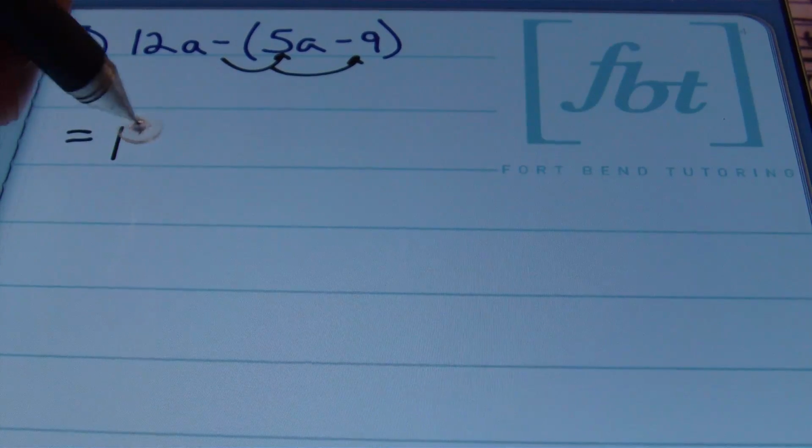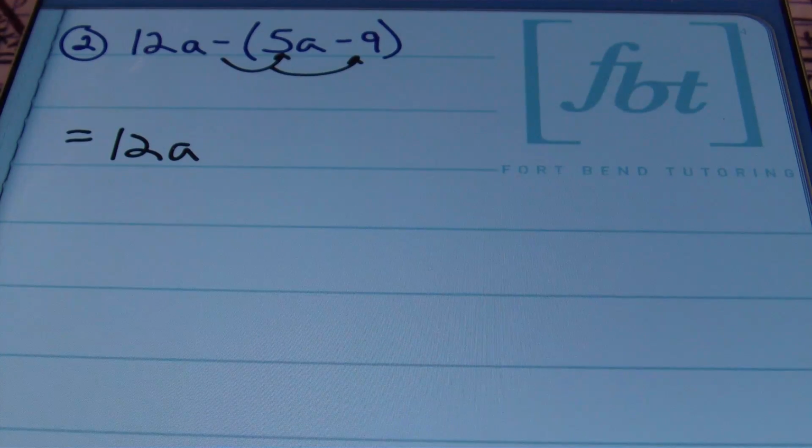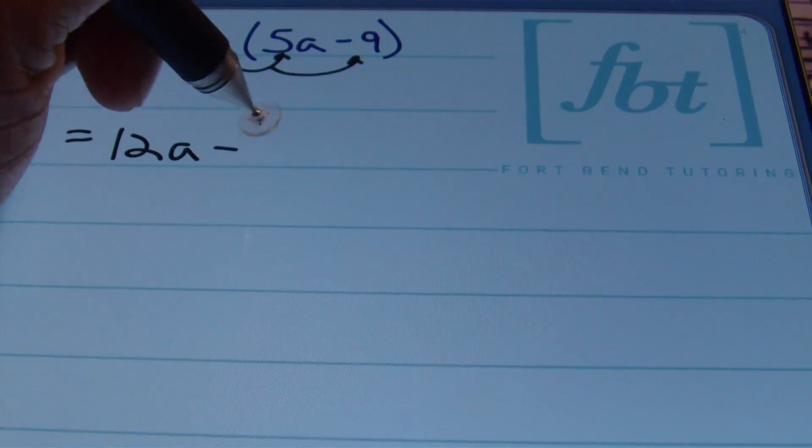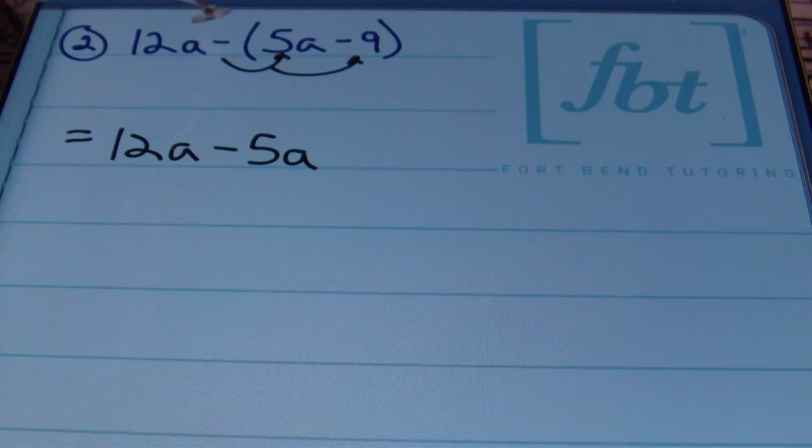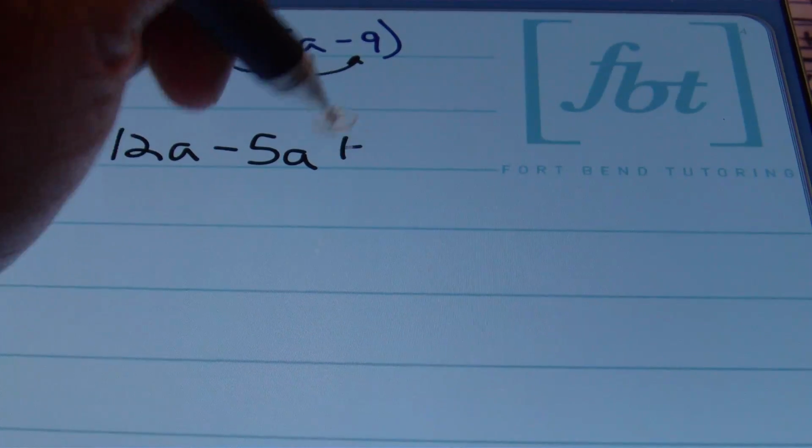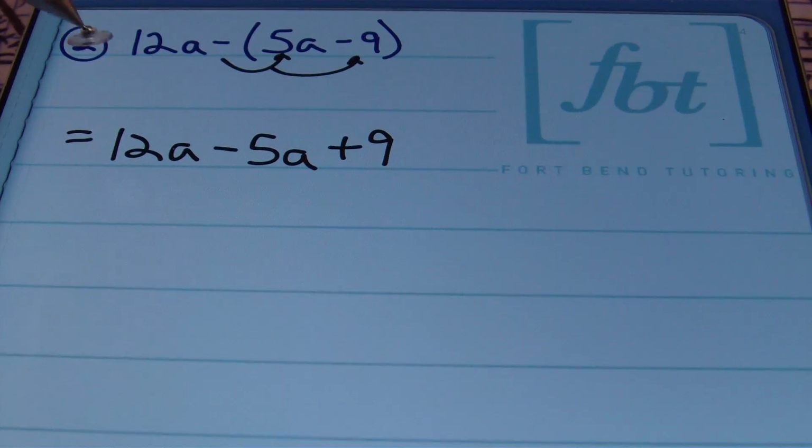So I bring down the first term, 12a. Notice how I'm writing my result from left to right here. I have a negative times a positive, that gives me negative 5a. I have a negative times a negative, that gives me positive 9. After you distribute, always look to combine any like terms you may have. So I do notice that in my result here, I have 12a and negative 5a that can be combined because these are like terms due to a being to the first power in each term.